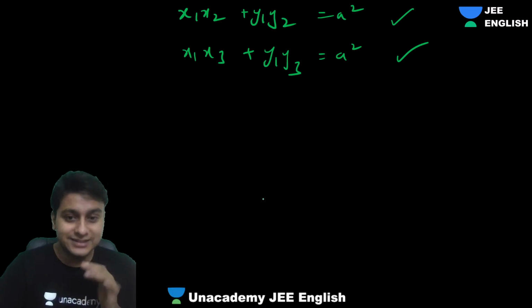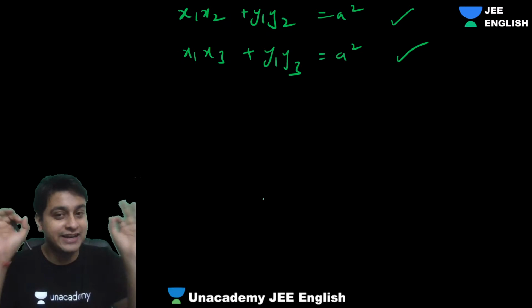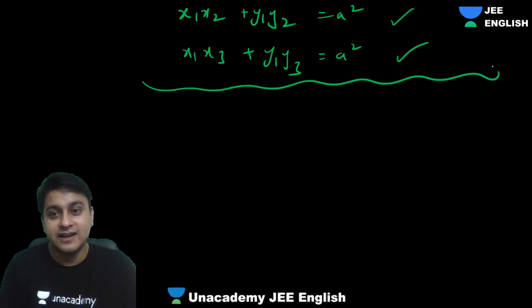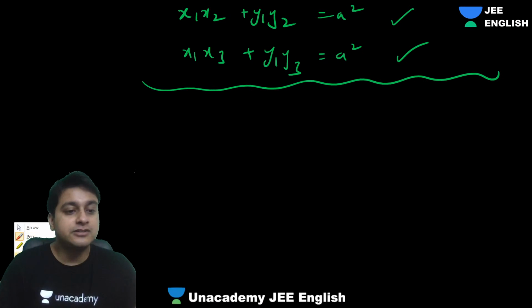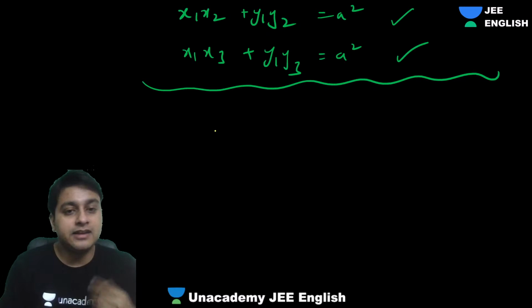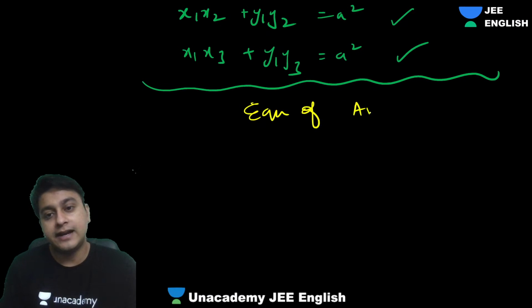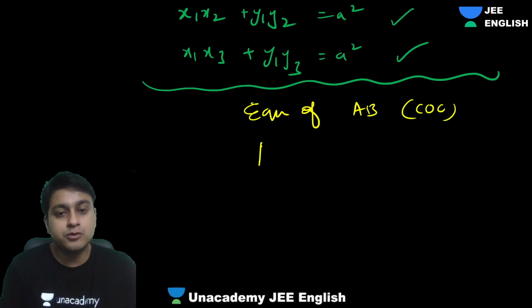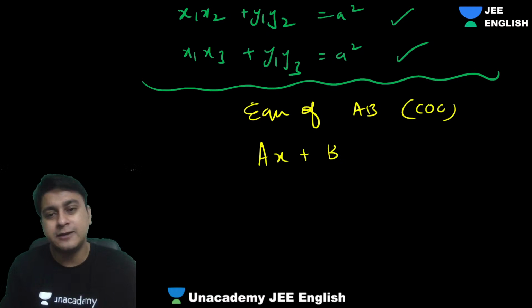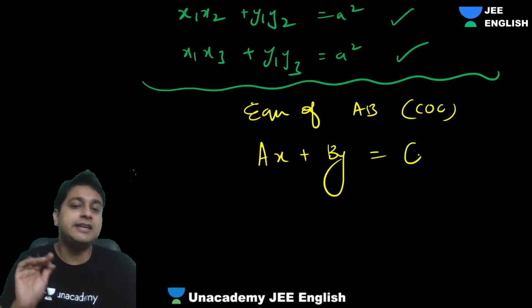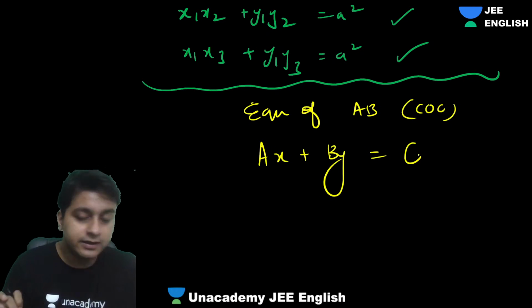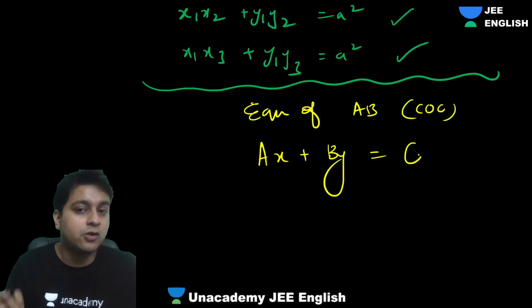Now let's suppose, my dear students, please try to concentrate. Very interesting concept. The way I'll derive it is very easy. So see here, guys. Let's suppose the equation of AB, that is the chord of contact, is capital A x plus B y equals some capital C. Okay. So let's suppose this is the equation of the chord of contact.